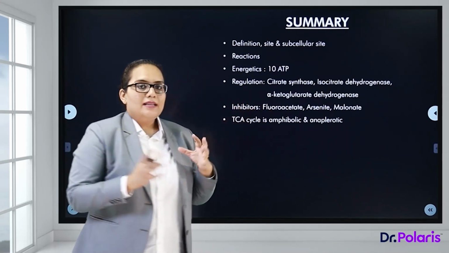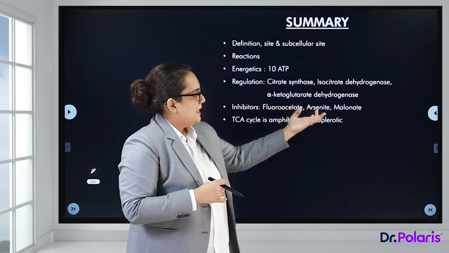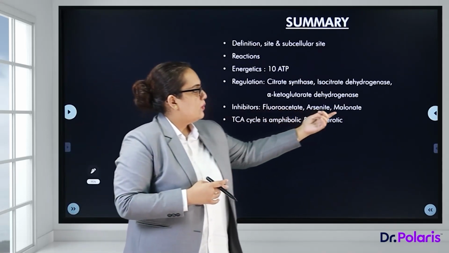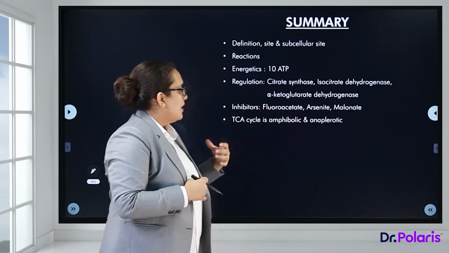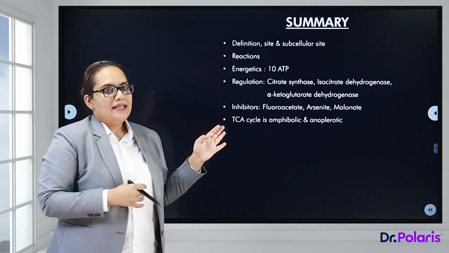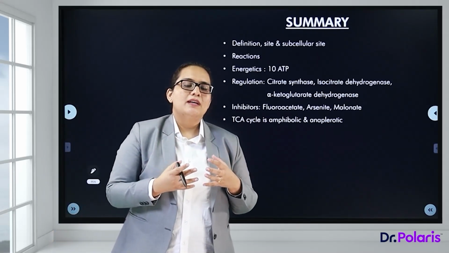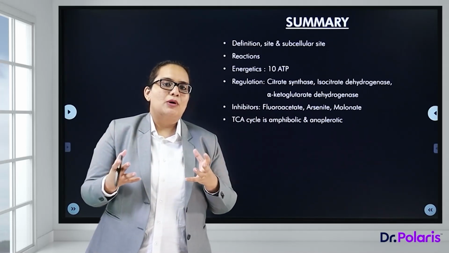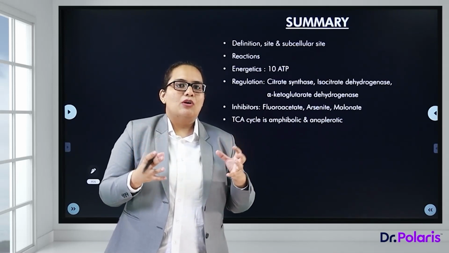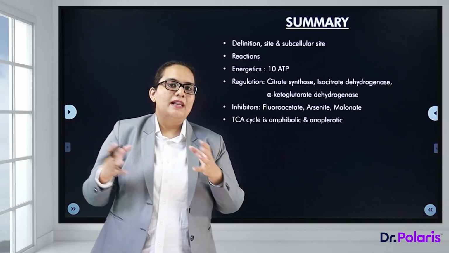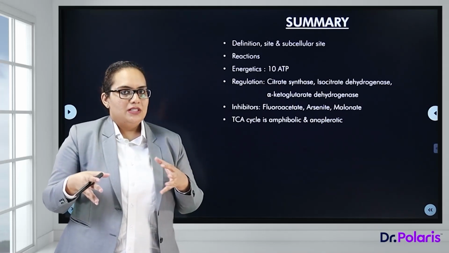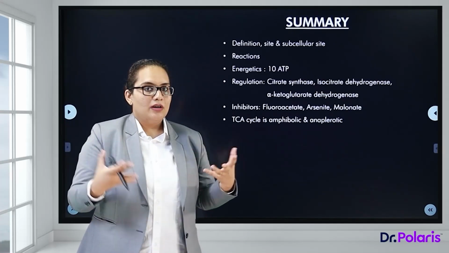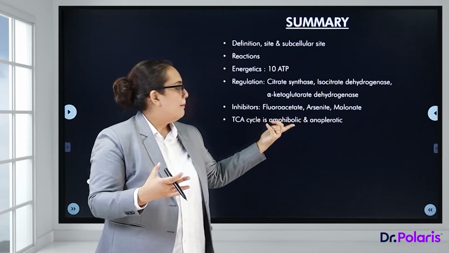Coming to inhibitors, there are 3 inhibitors: fluoroacetate, arsenite and malonate. The first 2 inhibit through non-competitive inhibition, whereas the last one is through competitive inhibition. And lastly, the TCA cycle is known to be amphibolic because you have both production of important compounds in the body and breakdown of the major fuels, that is carbohydrate, protein and fat, into acetyl-CoA, which is ultimately used for energy production. So you have both catabolic and anabolic reactions occurring together. Hence, it is an amphibolic pathway.